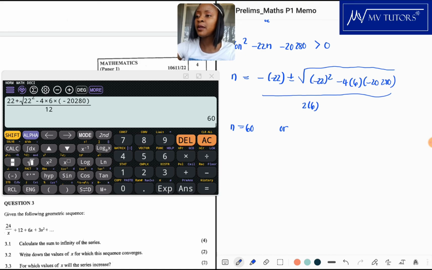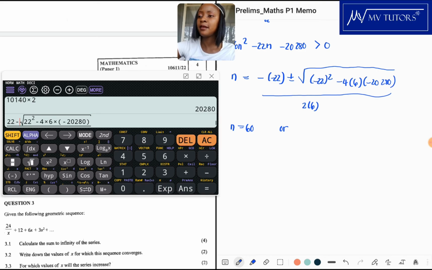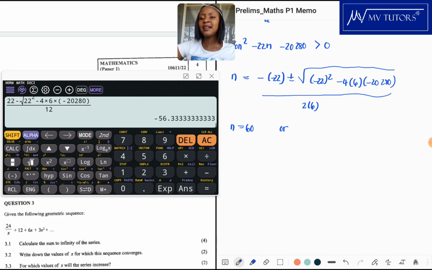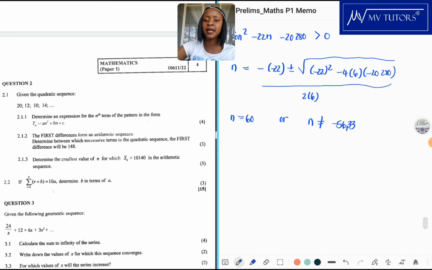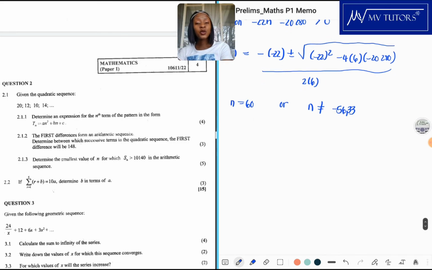Or, no, this definitely is not going to work. So n is definitely not equal to negative 56.33. Remember, for n you must get a whole number. You can't be getting a negative, nor can you be getting a fraction or a decimal. So n is 60.